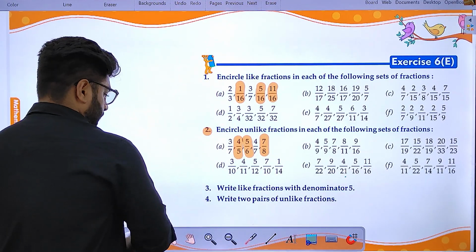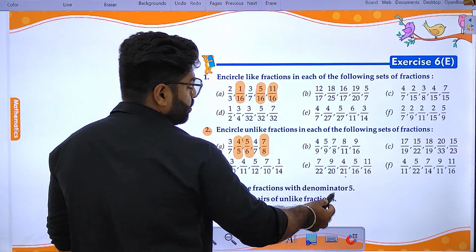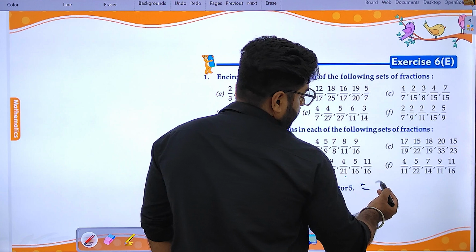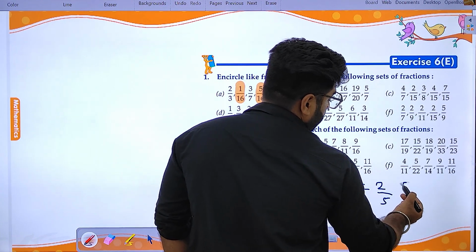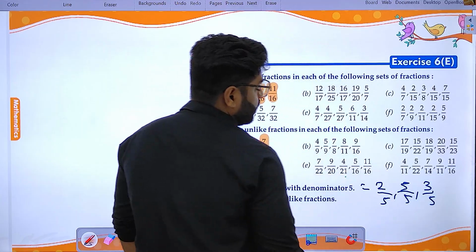Next we have question number 3. Write like fractions with denominator 5. So we have 2 by 5, 5 by 5, 3 by 5. So these are the like fractions.